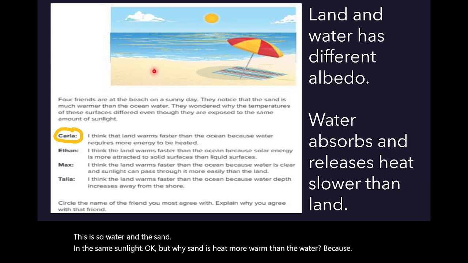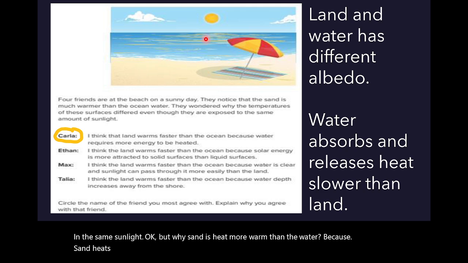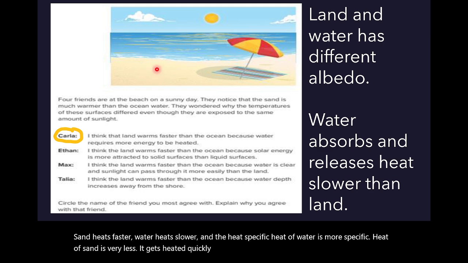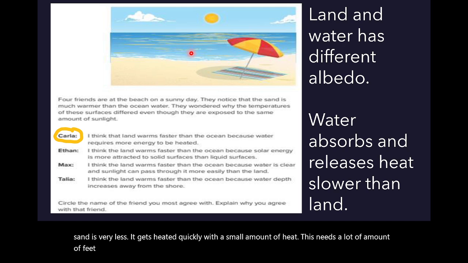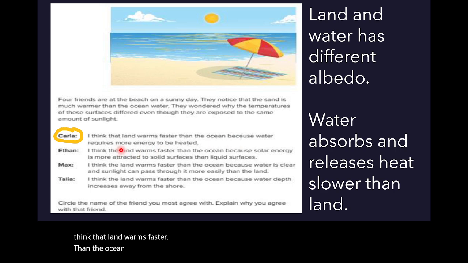Because sand heats faster, water heats slower. The specific heat of water is more, the specific heat of sand is very less. It gets heated quickly with a small amount of heat. Water needs a lot of heat, so that's why it happens. So Carla has the right answer. I think that land warms faster than the ocean because water requires more energy to be heated. That's the right answer.